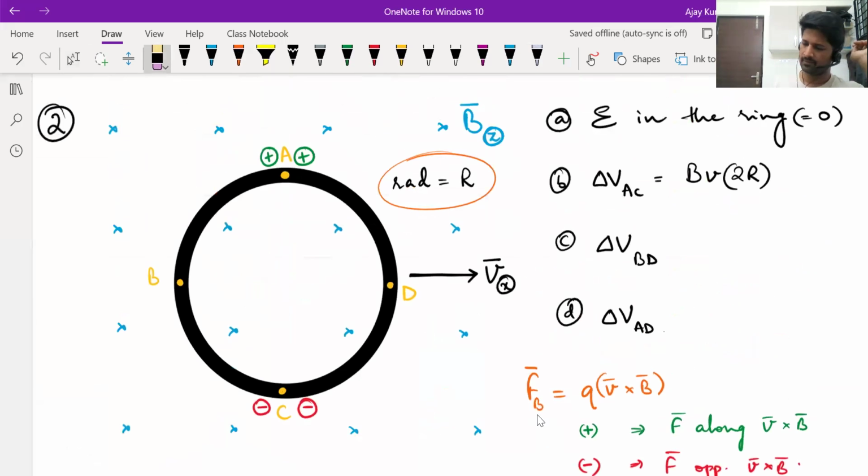Next question. Potential difference between B and D. Between whichever points you want the potential difference, imagine a straight line connecting those points first. Now tell me, how much is this length from B to D? 2R, sir. This is also 2R itself. Okay. Then tell me the potential difference between B and D.